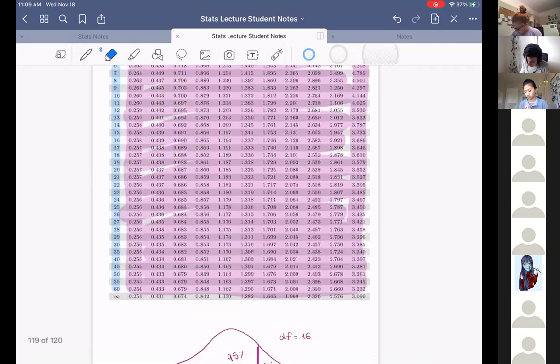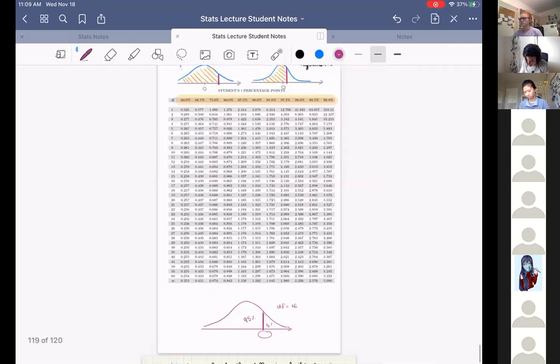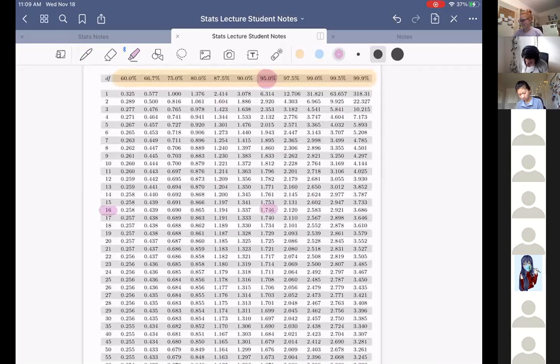If I look in my table here, I'm looking for the value that separates the top 5% from the bottom 95%. So I'm going to be looking in this column, and in this row for the number of degrees of freedom. And that means that the value I have is 1.746. I would like to see a yes or no for whether you found this value.